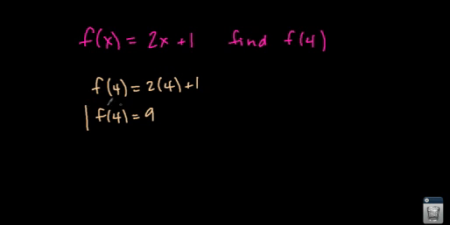Okay, this is how a lot of mathematicians use function notation, because it tells what your input is, in this case 4, and what your output is. So a lot of people equate this to a machine. You're putting something in and you're getting something out.